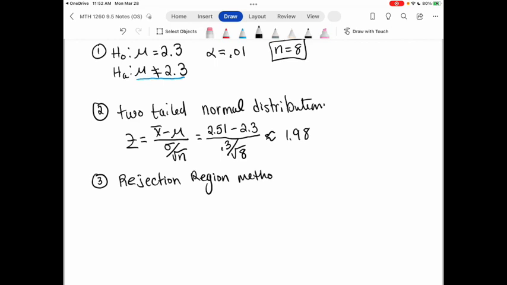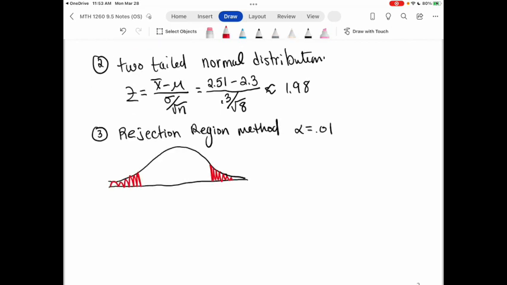Okay, step 3, we're going to do the rejection region method. Now, because our alpha is 0.01, we are going to look for our rejection region so that we have 0.5% in each wing, which would give us 0.005. That would give us, when we use inverse norm to find those values, our z critical to be 2.576 and negative 2.576.